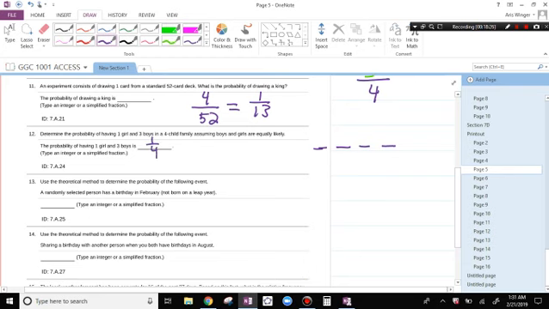Use the theoretical method to determine the probability of the following event. A randomly selected person has a birthday in February. February has 28 days. So there are 28 days. This person's birthday, we're hoping, is one of those 28 days out of 365, because it's not in a leap year. 28 out of 365.